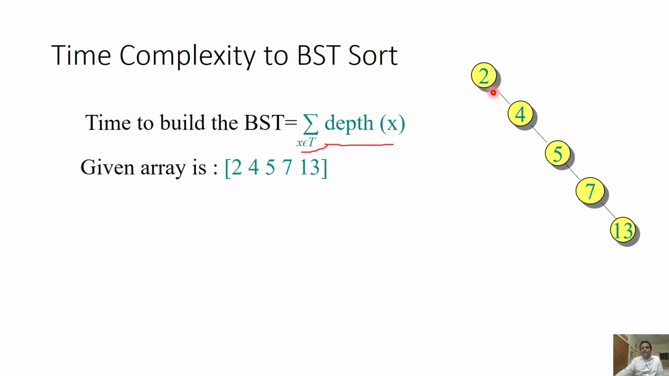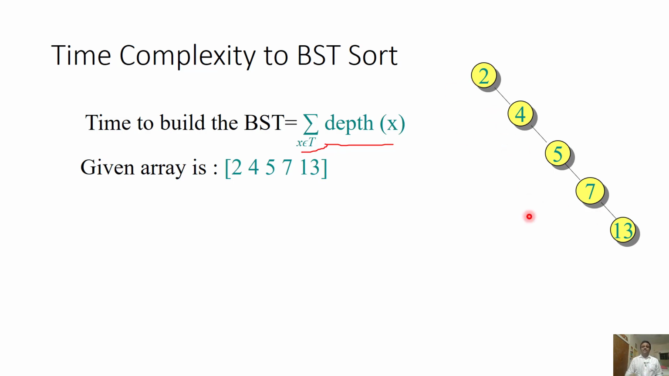And what is the depth of each node? This is 1, this is 2, this is 3, because we compare this many times. So what is the sum of the depths? Basically the time complexity is 1 plus 2 plus 3 up to n, which is n into n plus 1 by 2, an arithmetic series. So that is an order of n square algorithm, because this tree is not a good tree.